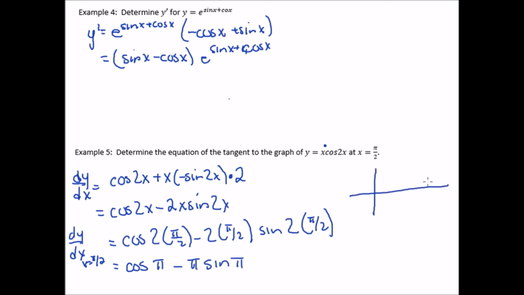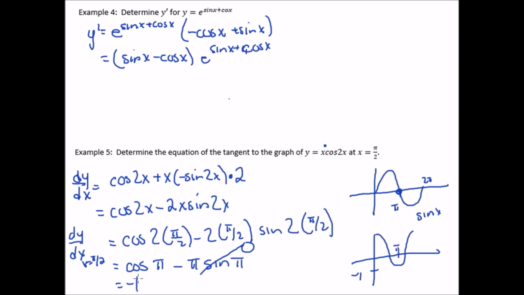Okay? If you remember from the special triangles unit in grade 11, or even just graphing these, this is 2 pi, this is pi. So when we talk about sine x, at pi it is 0. So this goes to 0. And when we talk about cos, that pi value is -1. So our answer is just -1. So that is our slope. Now, change colors. So I'm going to block this off. Okay, our slope equals -1.